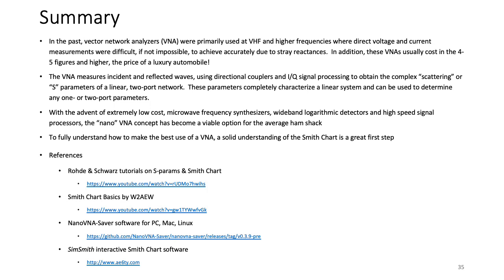The software for the NanoVNA can be found at this location here. And the Smith chart processing software called SimSmith is something that I highly recommend that you download and play with. I think you'll learn a tremendous amount about the impacts of various system changes on SWR and impedances, and I think you'll learn a lot by playing with that Smith chart simulation package.